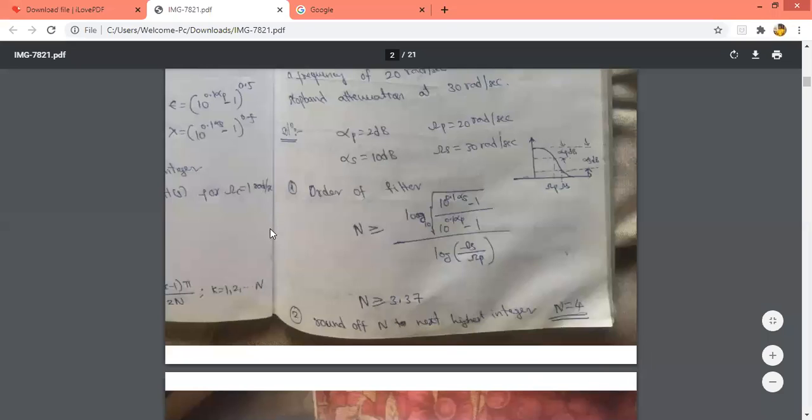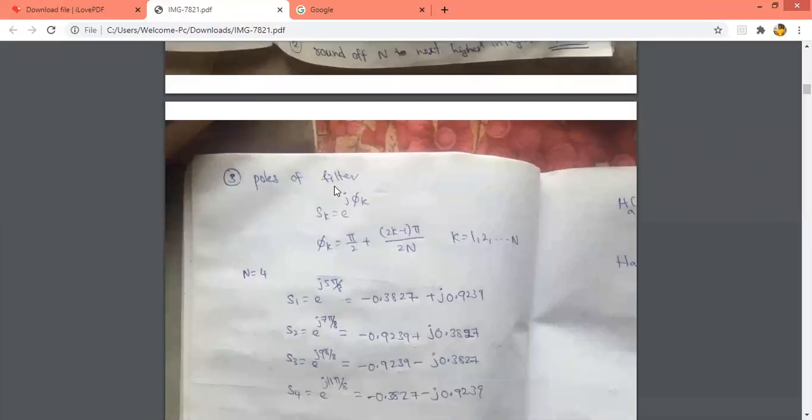What is the next step? Find the poles of the filter. How do we find the poles? Sk is equal to e power j phi k, where phi k is equal to pi by 2 plus (2k minus 1) pi by 2n, where k is 1, 2, and so on up to n. The same phi k formula will be used for Chebyshev also, so practice this. If you write it 2-3 times, you can remember it. Substitute k value 1 to find s1, then k value 2, 3, 4.